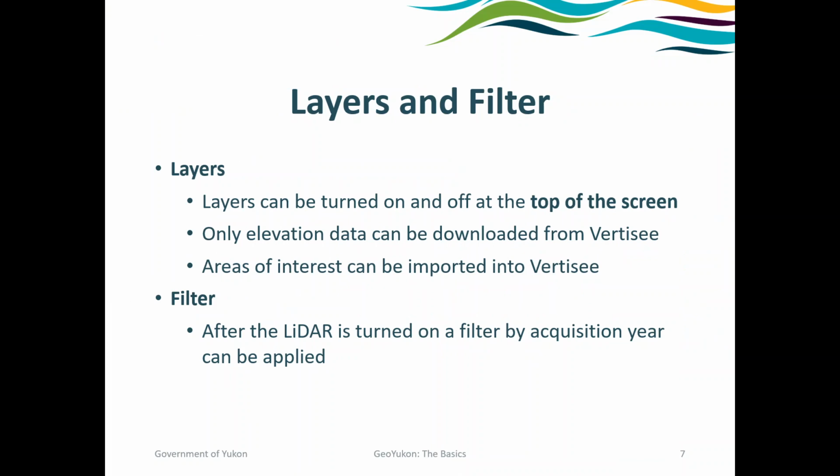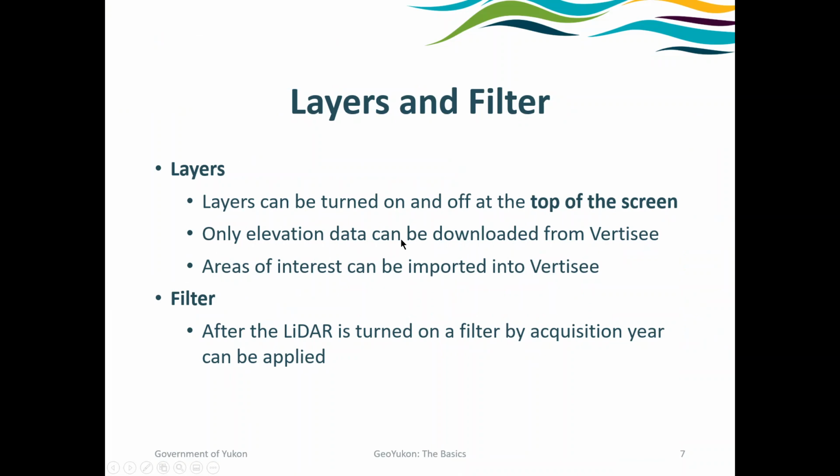Get more into the layers as well in the next demonstration. They can be turned on and off at the top of the screen, so if you only want to see bare earth, or if you want to see full feature, those could be toggled on and off. And again, I must state that only elevation data can be downloaded from Vertisee. If you're looking for other data sets, I recommend going to Yukon. There's a lot more data available on Yukon. And yeah, areas of interest can be imported and overlaid on the layers, and it can help you identify if there's data available, basically.